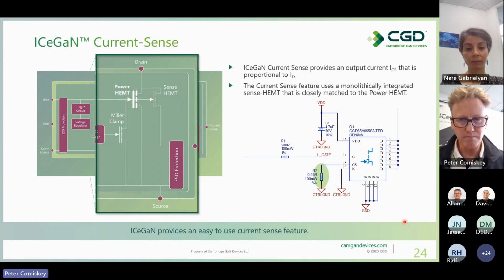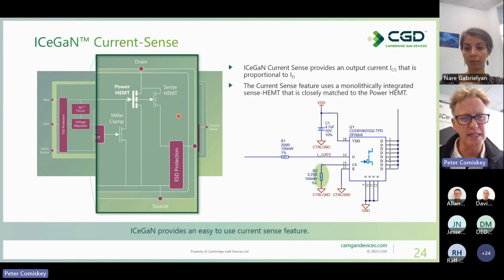And what this does is provide a smaller current that is proportional to the current flowing through the power HEMT. The current flowing through the power HEMT, we'd refer to as ID. We'd have a proportion of that flowing out of the sense HEMT, and we refer to that as ICS. And dependent on the sense resistor that you connect to the CS pin, you're going to get a voltage dropped across that sense resistor, which is proportional to the drain current.